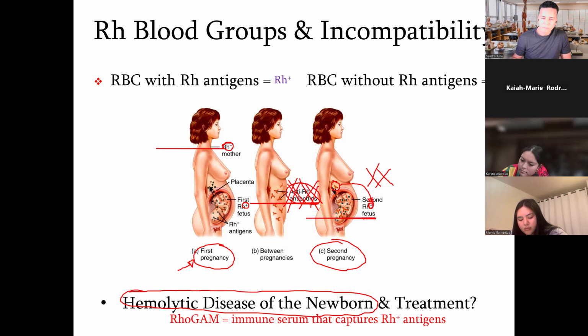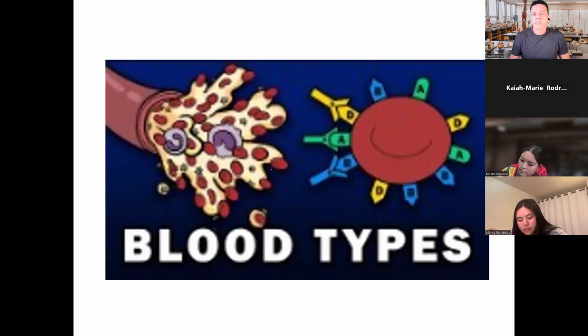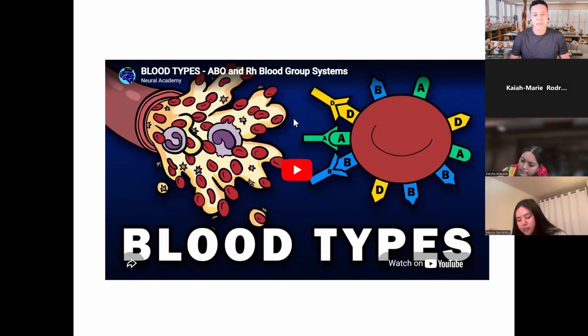Okay. So guys, let's watch this video here, which is going to summarize and talk a little bit more about the ABO and the RH blood group type.